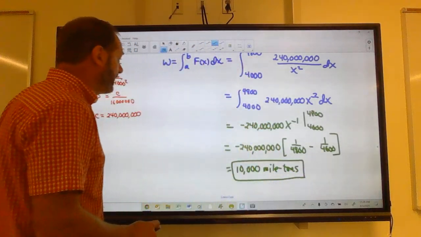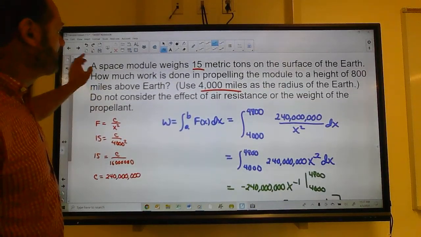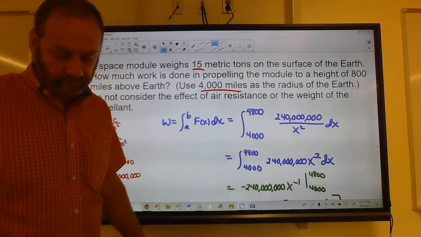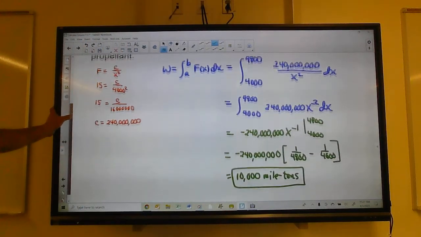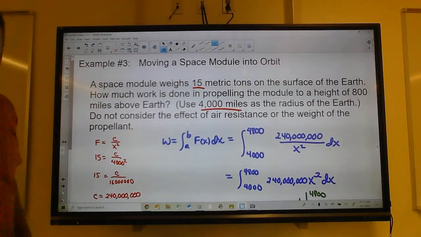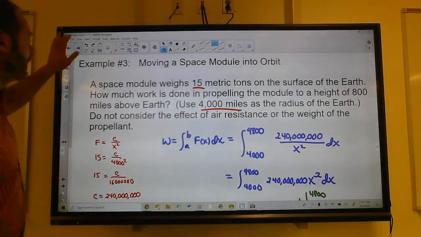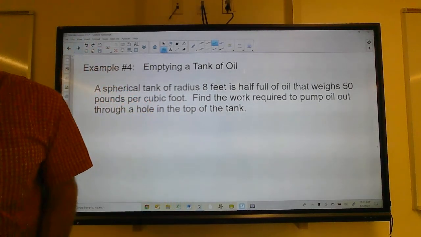Now, why is it in mile tons? Because I moved it 800 miles, and my unit of measure and weight was metric tons. Okay, so again, that one was not too difficult. Okay, now this stuff can get difficult pretty darn quick. So this is one of the tougher ones right here.